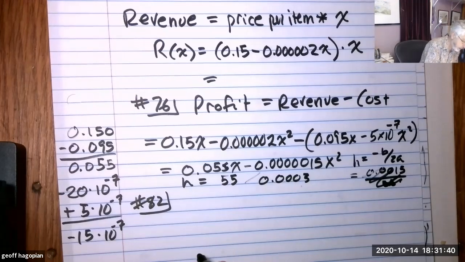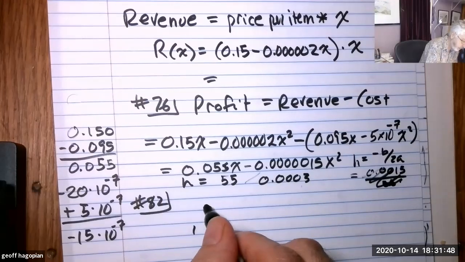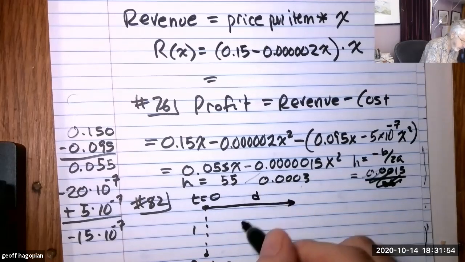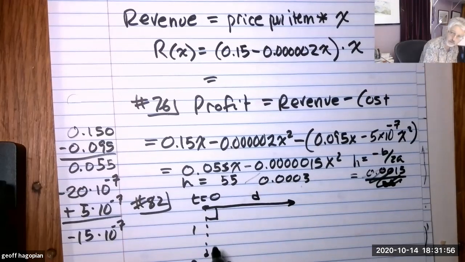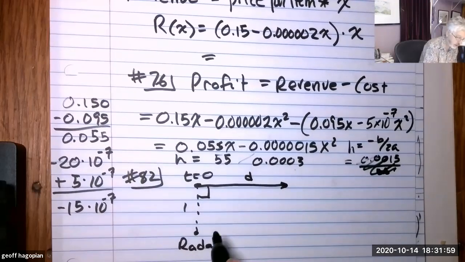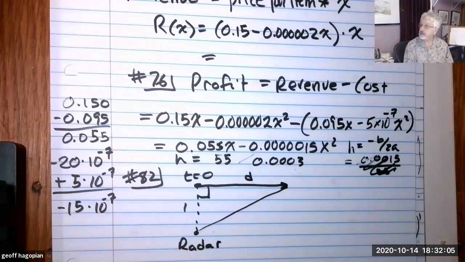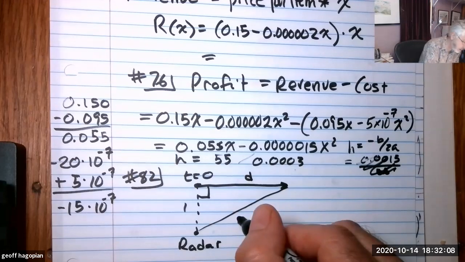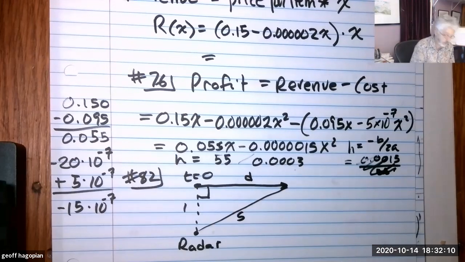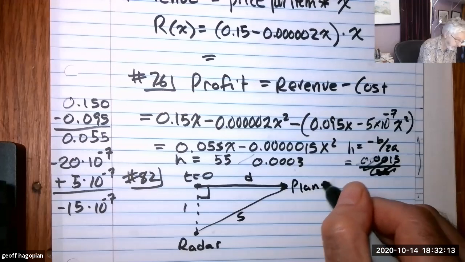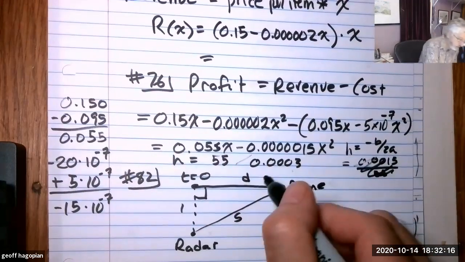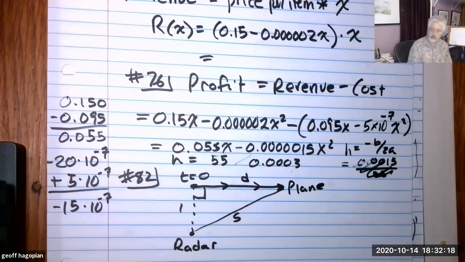Anyway, we're back to, so here's a radar station. And here's a 1 mile height. And the plane is here at time 0 and is traveling a distance d horizontally. This is a right angle because it's directly overhead. Sorry, radar station is here. And so in part A, they ask, express the distance s. So this is the distance s, from the radar station to the plane. Here's the plane. The plane is traveling this way at an altitude of 1 mile.